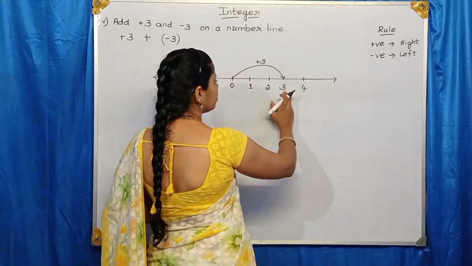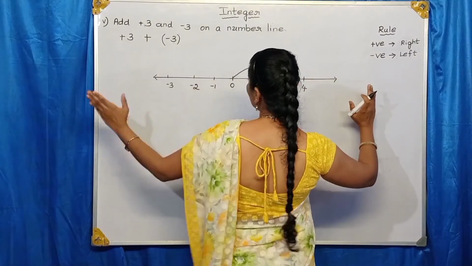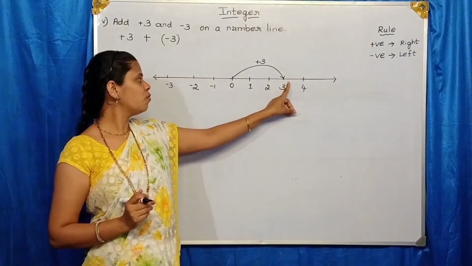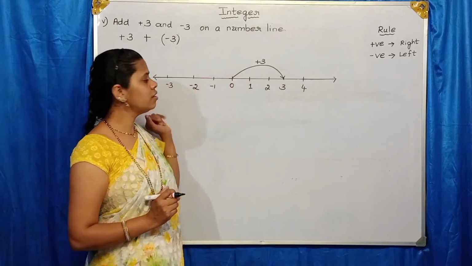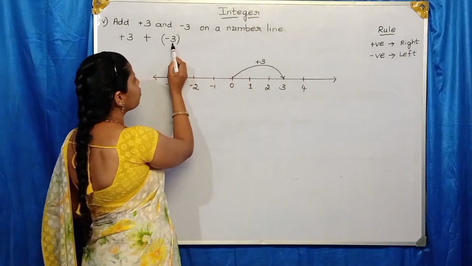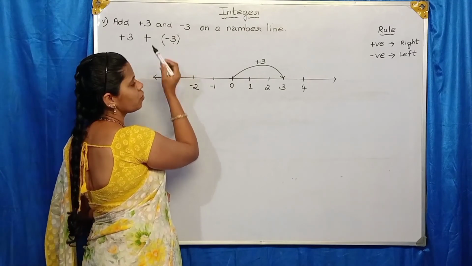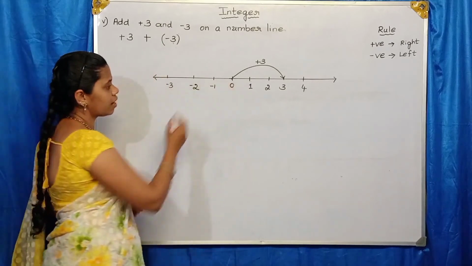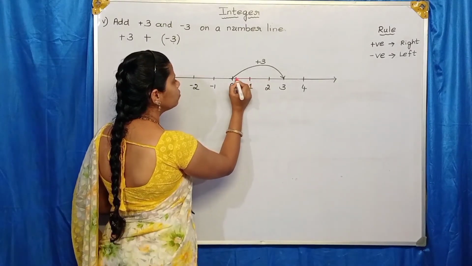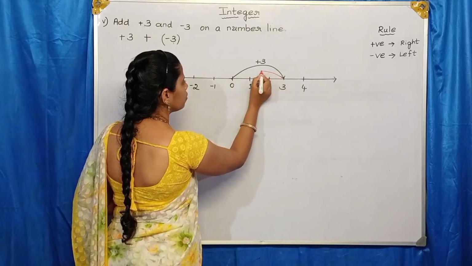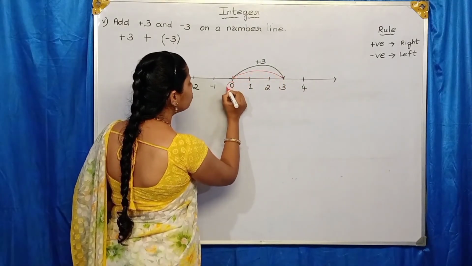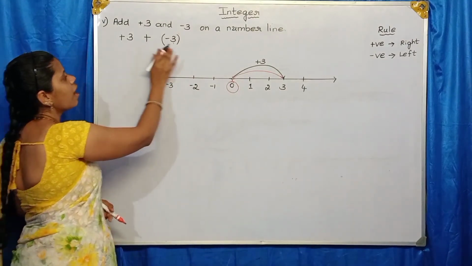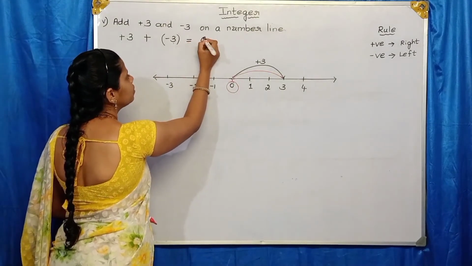So, for this 3, this is the right side and this is the left side. So, we have to move to the left on a number line. How many steps do we have to move? We have to move 3 steps on a number line. 1, 2, 3. It will come here, right? So, 0 is the answer. When we add plus 3 and minus 3, we get 0.